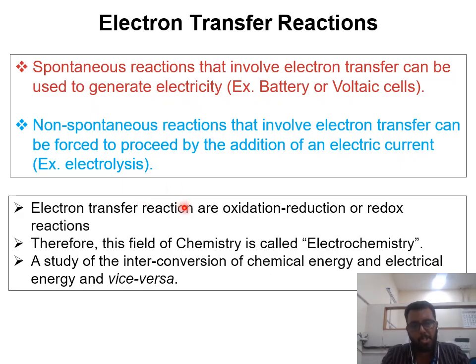is called electrochemistry. In other words, you can say that it is the study of interconversion of chemical energy to electrical energy and vice versa. For example, electrical energy to chemical energy, like in the case of an electrolysis cell, and the other way in the case of a battery, where the charge will be stored due to the chemical reaction.